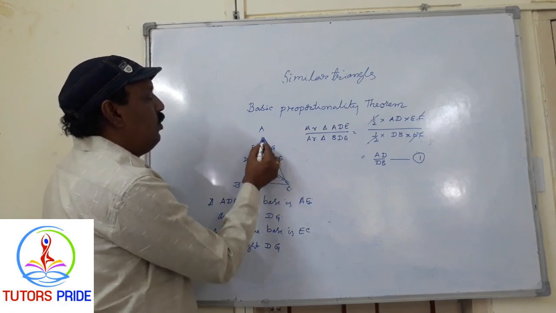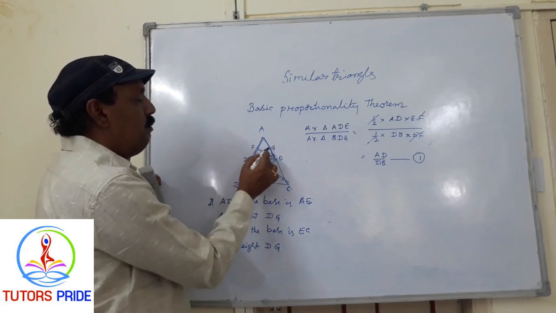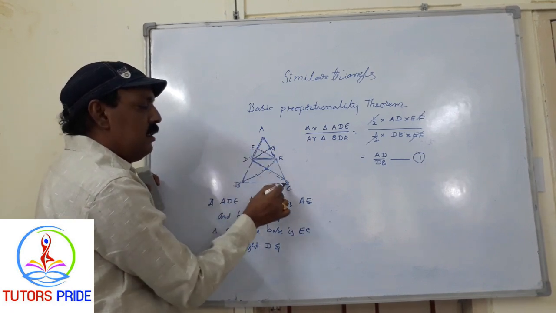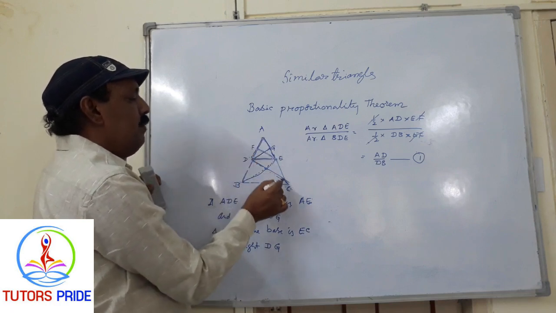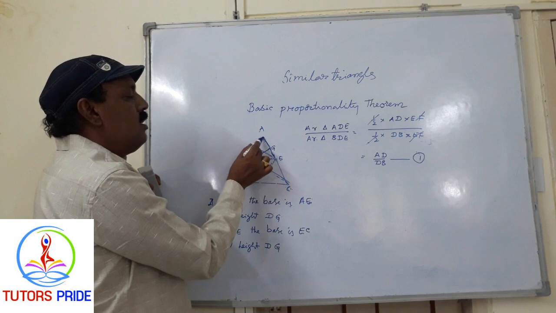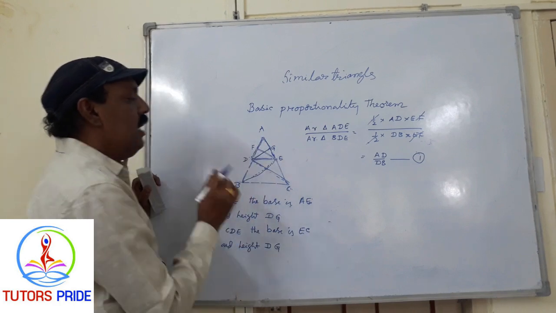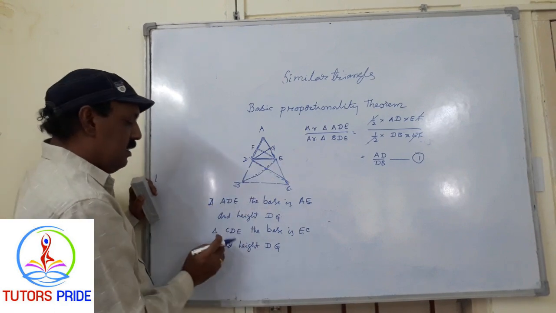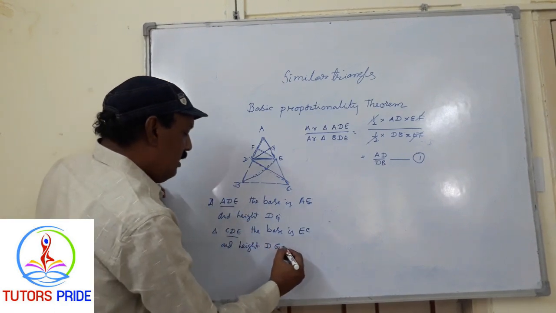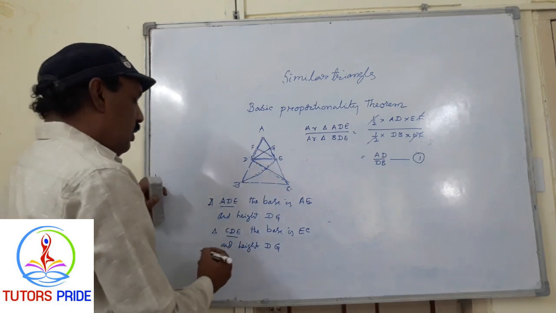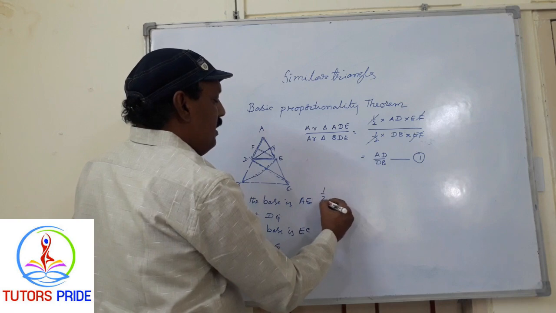How is this possible? DG is the height for the triangle ADE, and DG is the perpendicular line to the AC side. DG is perpendicular to the total AC side, not just AE. So DG is a common height for both triangles, ADE and CDE. Now we are going to calculate the areas.